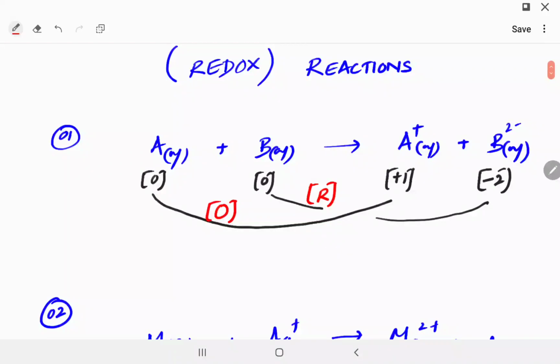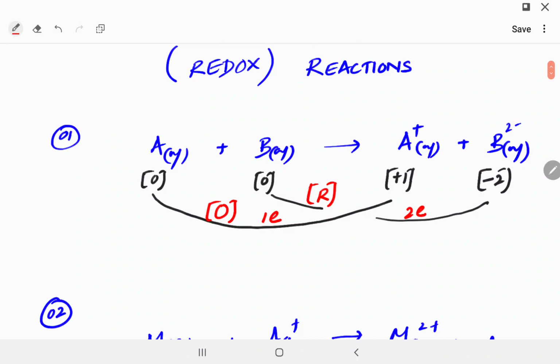The next step is to determine how many electrons are gained and lost during these half reactions, this oxidation and reduction. During oxidation, the difference between oxidation numbers is 1, so the electron difference is 1. For B, the reduction, the oxidation number difference is 2, going from 0 to minus 2. So now we know how many electrons were gained or lost during each of these half reactions.